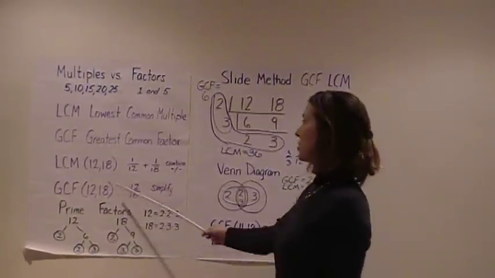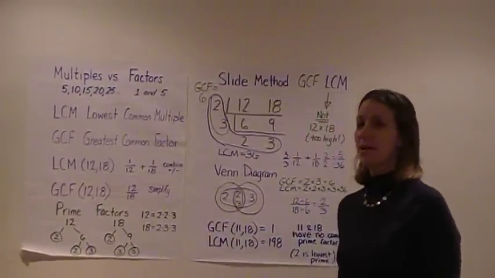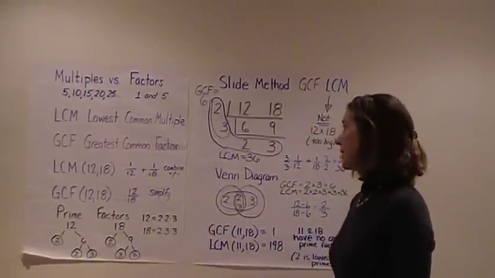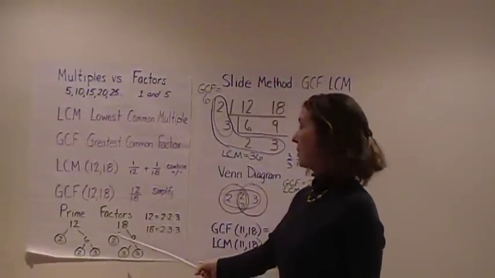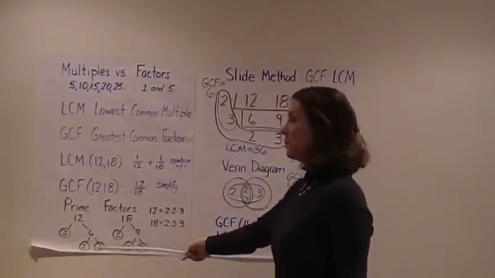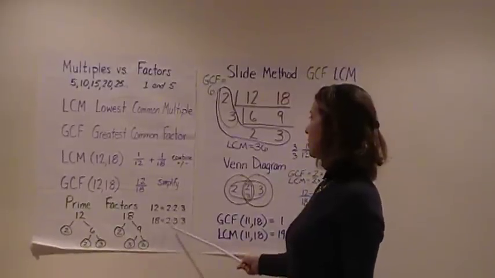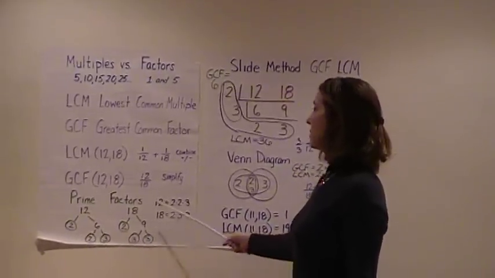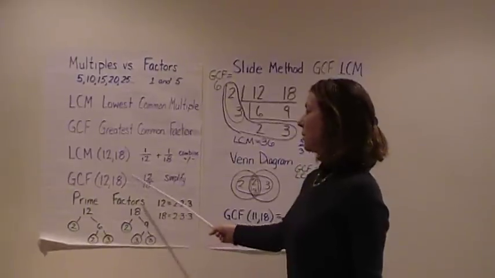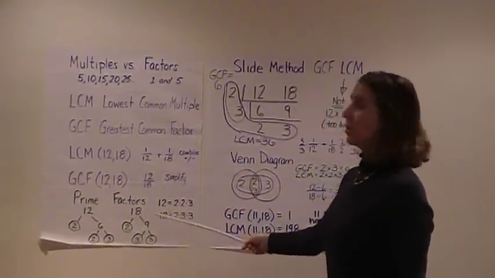The example that I chose is using 12 and 18, finding the lowest common multiple and the greatest common factor. The first thing I did is I found the prime factors of 12 and 18, and you can see here 12 is 2 times 2 times 3, and 18 is 2 times 3 times 3. The reason we want to do that is we want to find out what factors go in and how we can create a multiple.